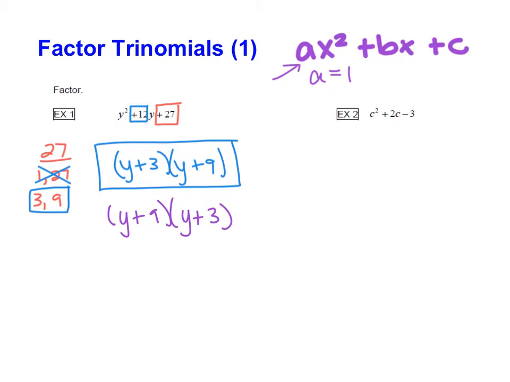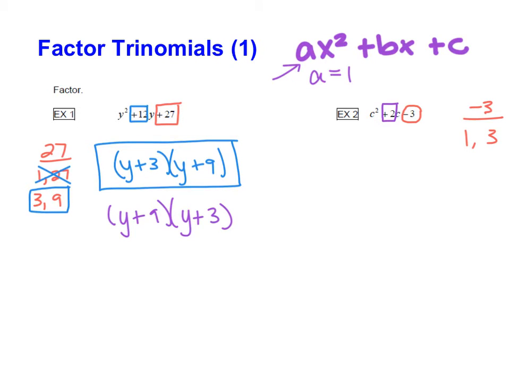All right, so let's try this again. Example 2, we start by looking at the c value, which is a negative 3. What are your factors of negative 3? Well, first I'm going to think about factors of 3. Really, it's just 1 and 3, right? I know that these factors have to add up to our middle term of positive 2.